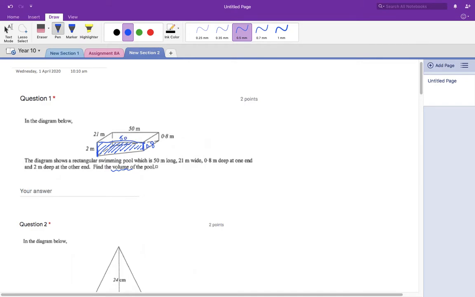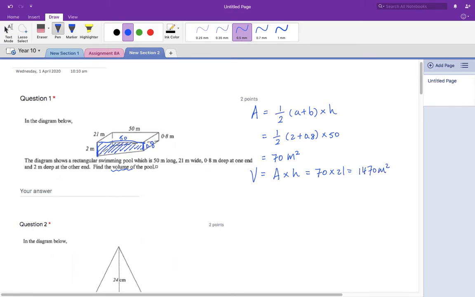So the area of the trapezium is half times (a plus b) times height. So you have half times (2 plus 0.8) times 50, which gives you 70 meters squared. And then the volume is the cross-sectional area times the thickness of the solid, which is 21 meters. So you times them together. This is the answer, right?